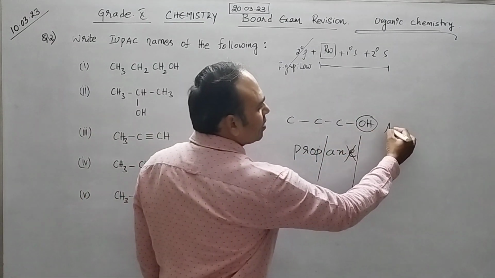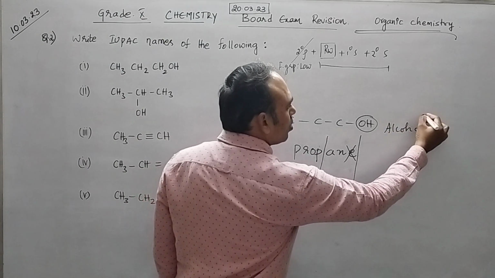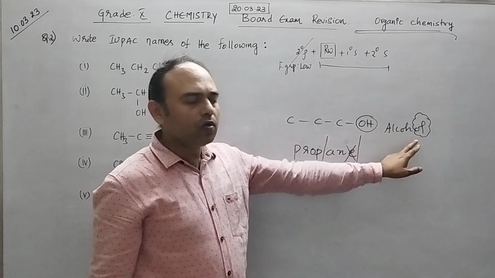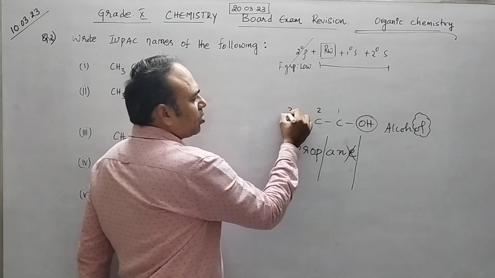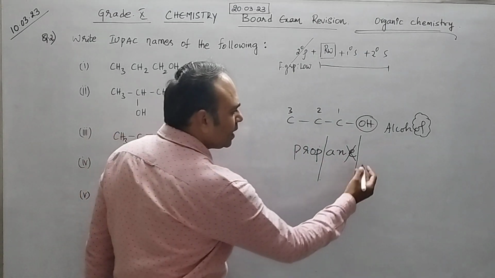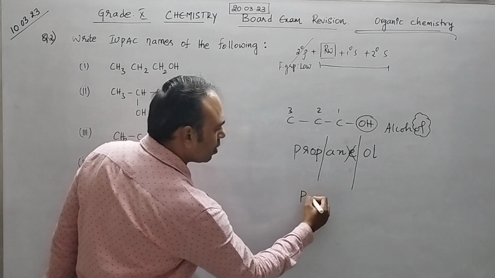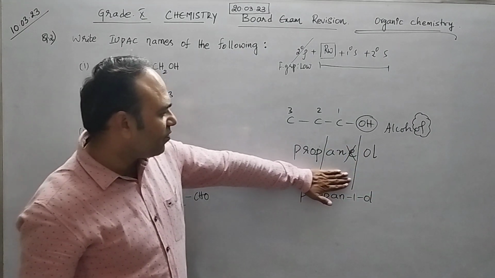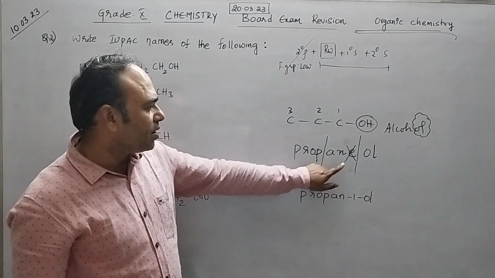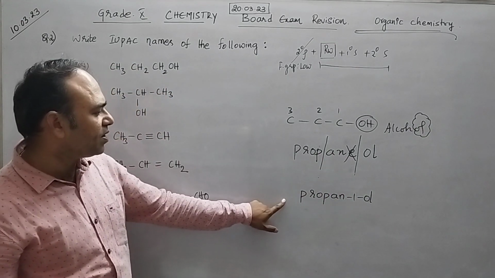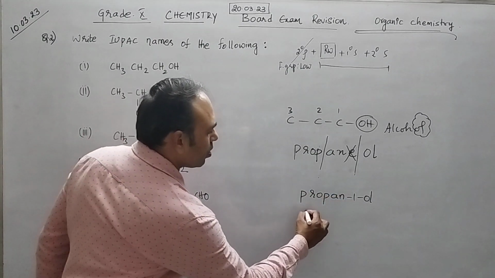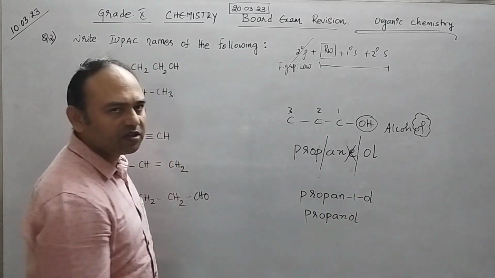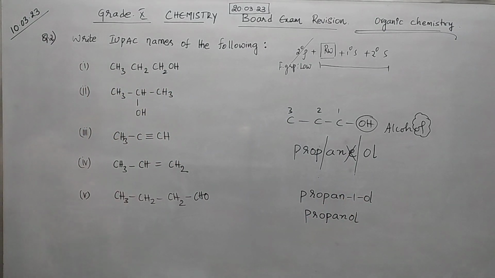And what do you call this? This is called alcohol. And for alcohol, you take OL as the suffix. So the secondary suffix will be OL. Numbering: because it is at the first position, you can directly write it as OL, or propane-1-ol. Because the functional group is written here, we are removing E. Hope you have understood this. The first one is propane-1-ol, or you can also write it as propanol. If the functional group is at the first position, you can take it directly as such.